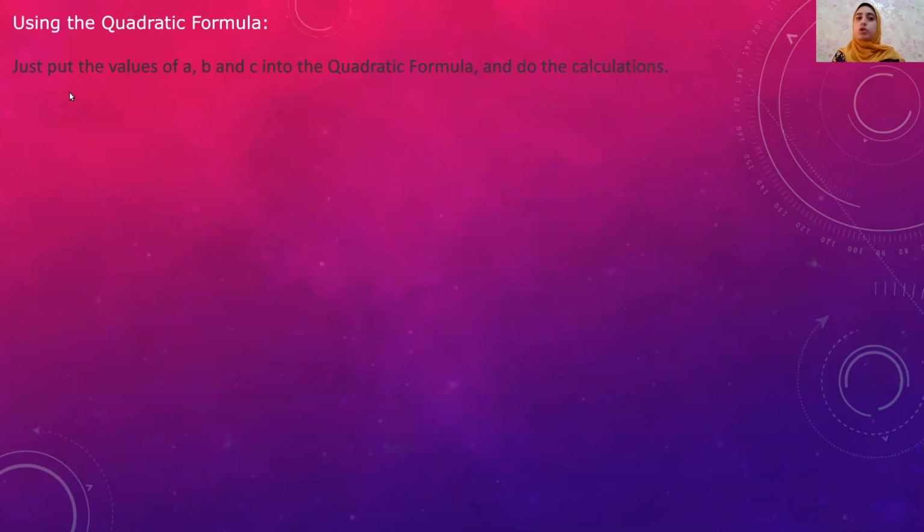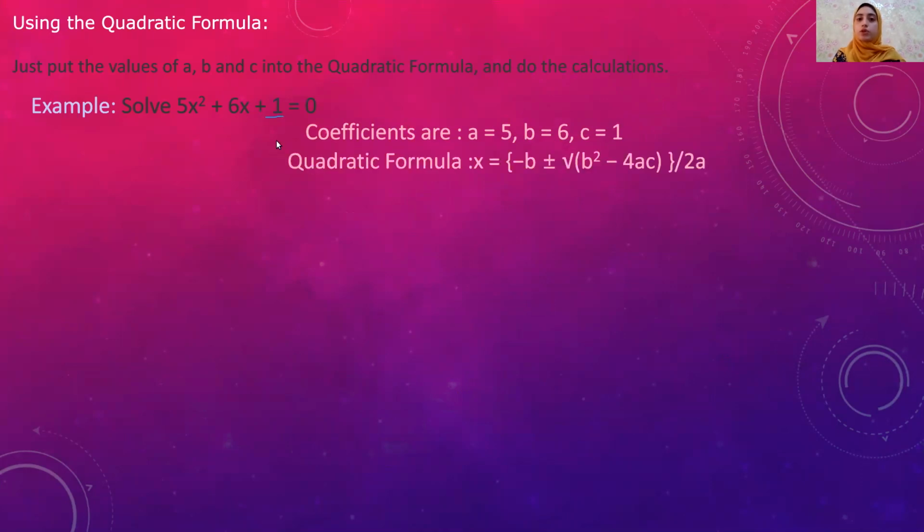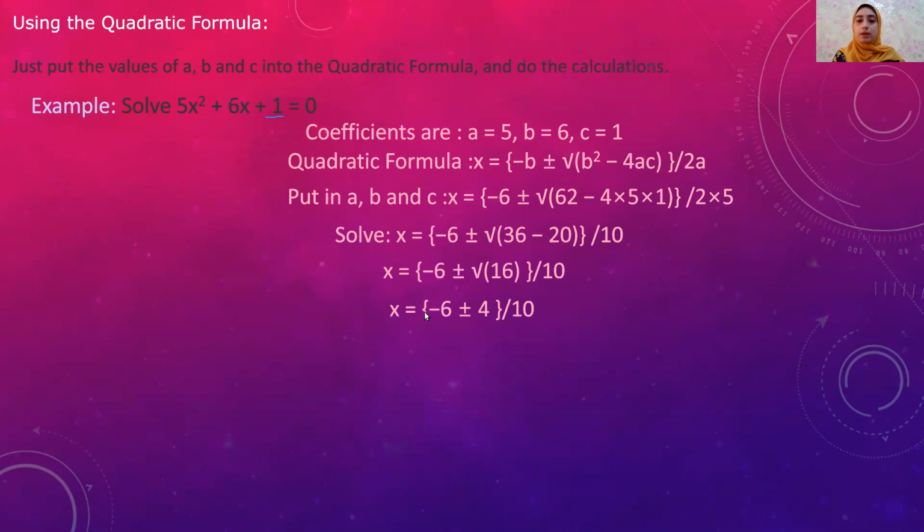Okay, using the quadratic formula, just put the values of a, b, and c into the formula and do your calculations. For this example, solve 5x squared plus 6x plus 1 equals 0. The coefficients are a equals 5, b equals 6, c equals 1, right? The quadratic formula is x equals negative b positive or negative square root of b squared minus 4ac over 2a. Now I will put in a, b, and c and do my calculations. Well, x would be negative 0.2 or negative 1.